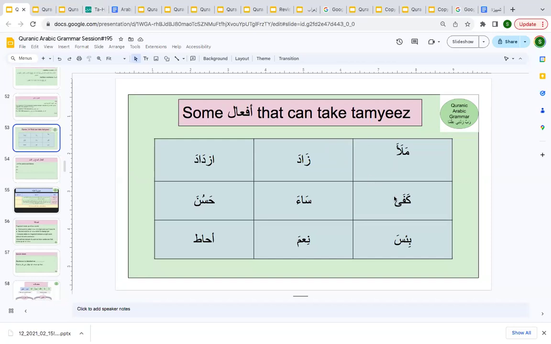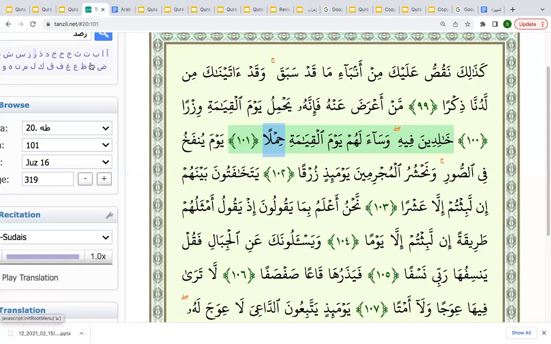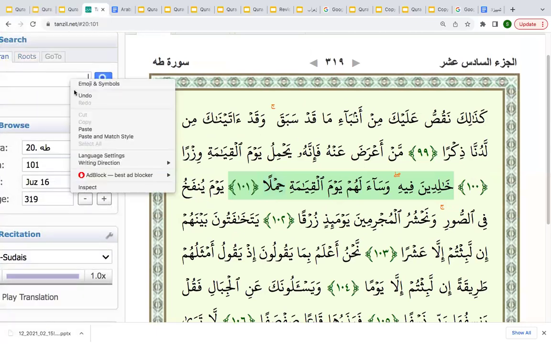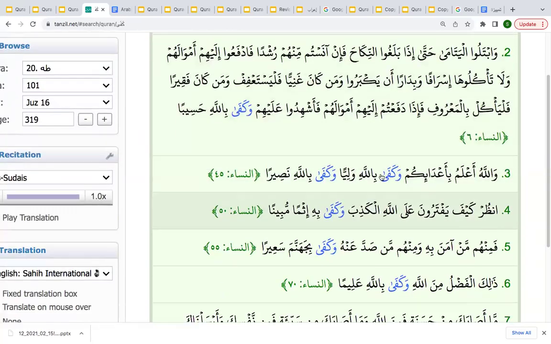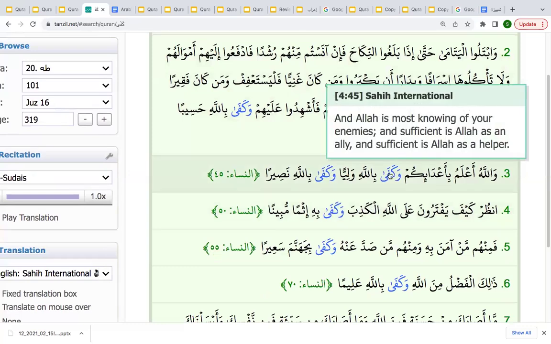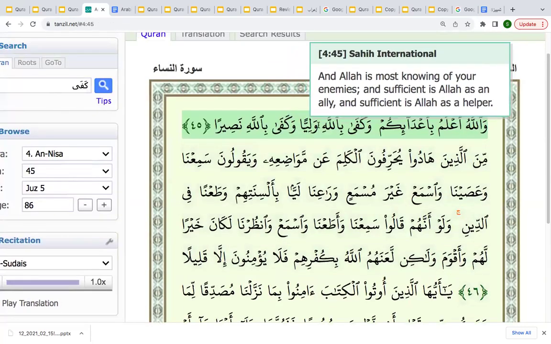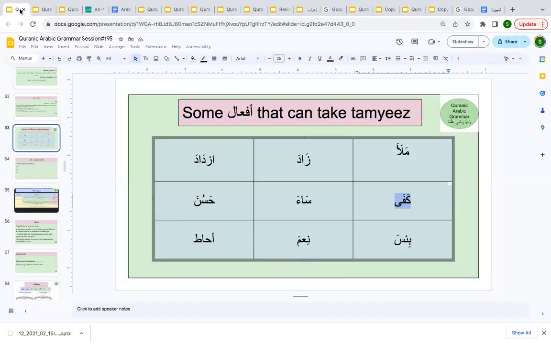For example, if I give you this word, kam, it very commonly takes tamyiz. But kam is not going to be a fi'l, it is going to be under the category of an ism. So yes, kam also takes the tamyiz, and a very interesting tamyiz comes with it. Here: kafa billahi waliya, kafa billahi nasira. Allah is sufficient as a protector. Kafa can also take that, and keep that in mind.